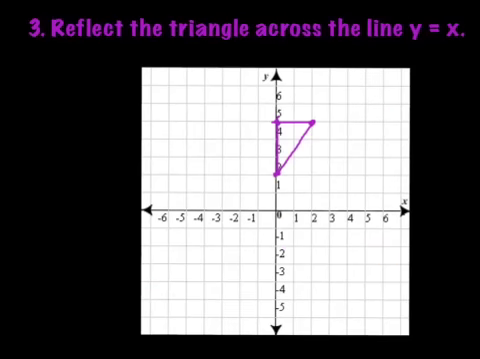Okay, last problem. Reflect the triangle across the line y equals x. Well, the line y equals x means that whatever y is, x is exactly the same. So it turns out that the line y equals x is actually this line right here. Because if you look at this, if y is 3, x is 3. If y is -1, x is -1. So this is actually the line y equals x.